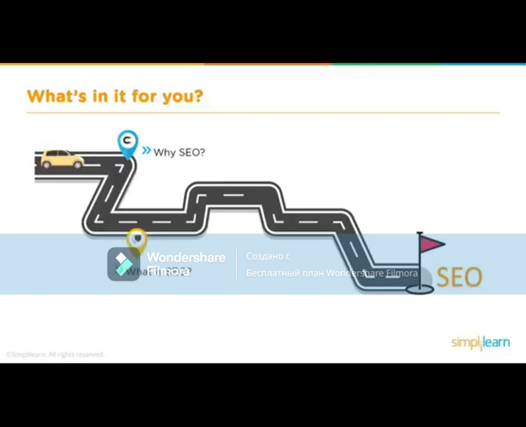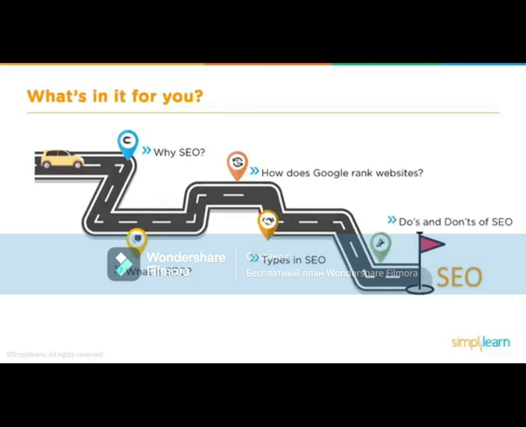Okay, what is search engine optimization? Then we're going to follow that up with how does Google rank websites? So why does it rank one website over another? And how do we get our website to rank number one? Then we're going to talk about the different types of SEO or search engine optimization techniques so you can get your website ranked number one. And then we're going to finish that off with the do's and don'ts of SEO. So let's get right to it and talk about why SEO.